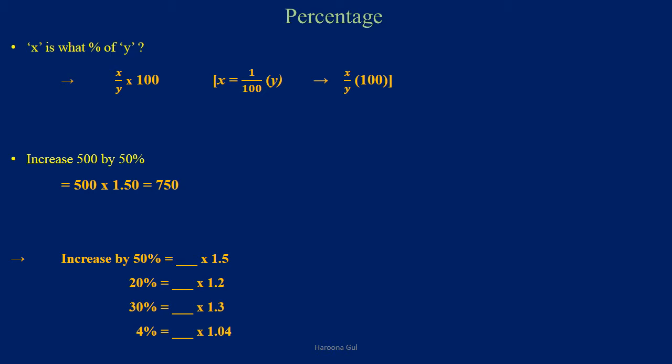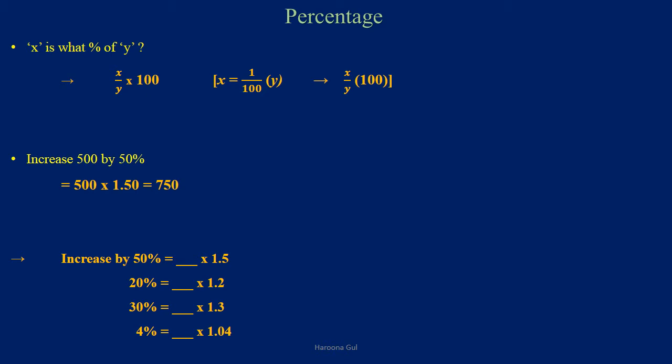Another statement says increase 500 by 50%. Now increasing 500 by 50% means that we are basically going to multiply 500 by 1.5, because 500 has been increased by 50%. So the total is going to be 750. As we all know, 50% is half of any number. So half of 500, or 50% of 500, would be 250. So 500 into 1.5 is going to give us our desired answer, which is 750.